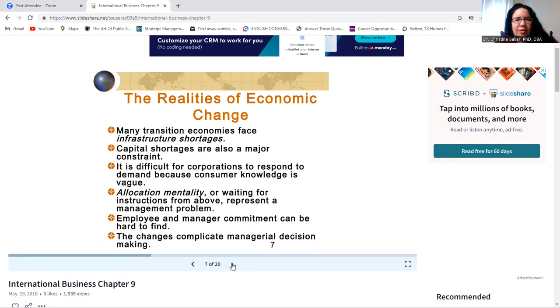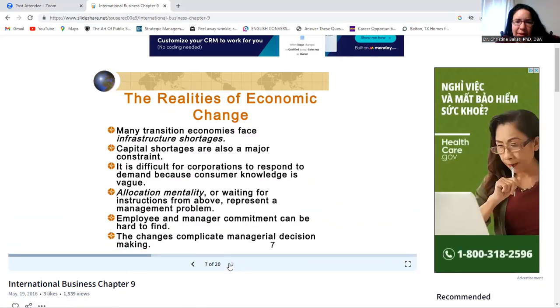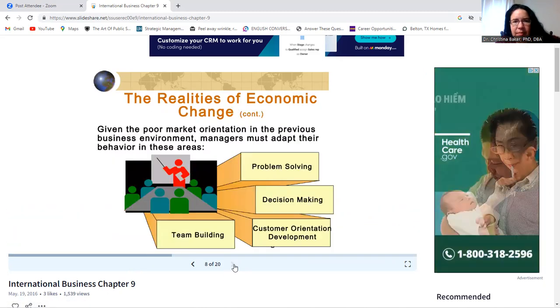Capital shortages are also a major constraint. It's difficult for corporations to respond to demand because consumer knowledge is vague, and an allocation mentality, or waiting for instructions from above, represents a manager problem. Employee and manager commitment can be hard to find. The changes complicate managerial decision-making.